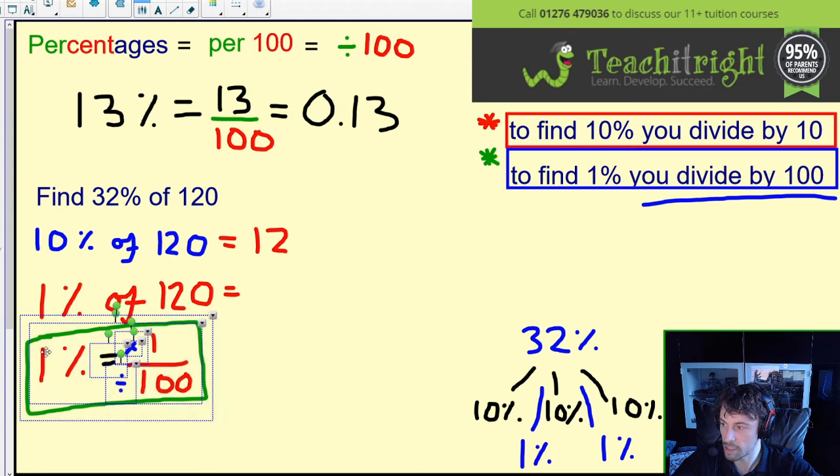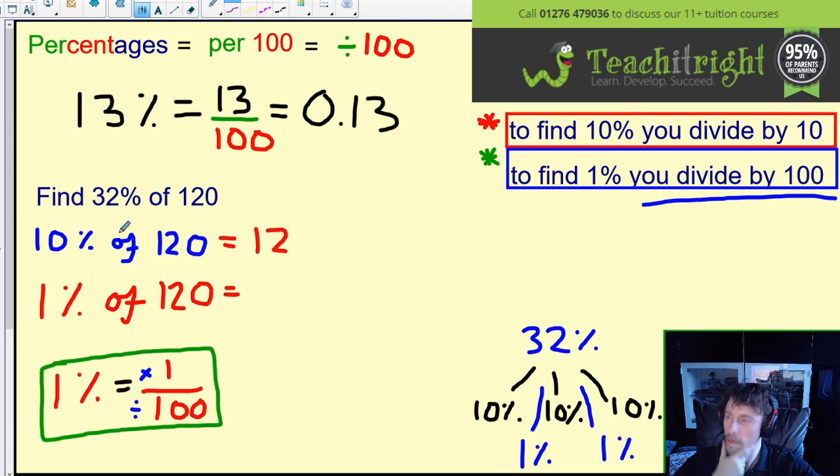Okay, let's do that then together. 1% of 120 is dividing by 100. We saw that down here. So I'm going to move my decimal places 2 spaces over, because it's 2 zeros. So I'm going to end up having 1.2.